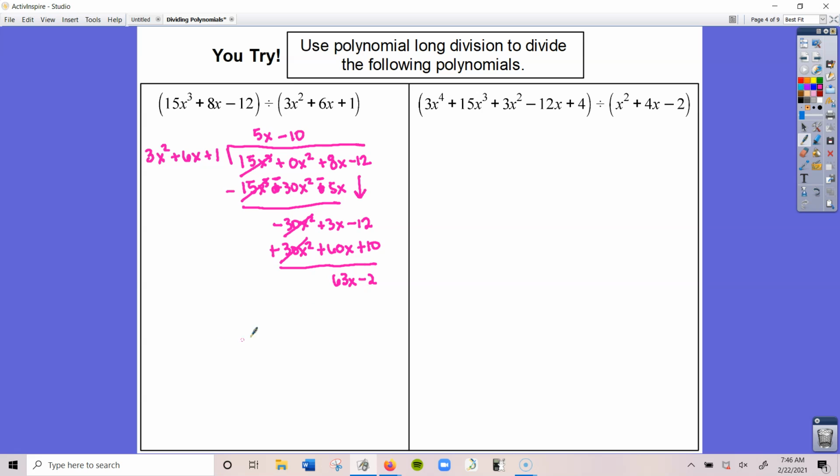This is my remainder. So my final answer would be 5x minus 10 plus 63x minus 2, and we're going to put the remainder over the divisor, 3x squared plus 6x plus 1.